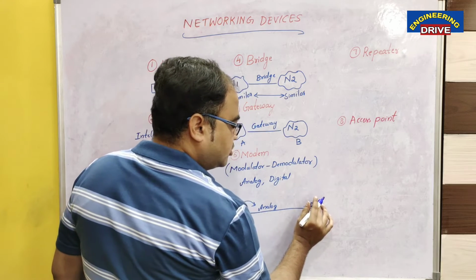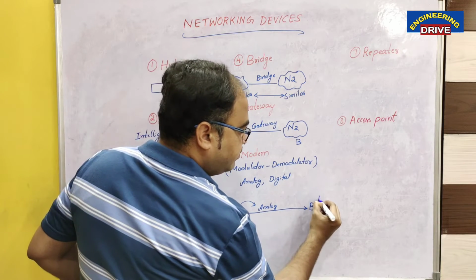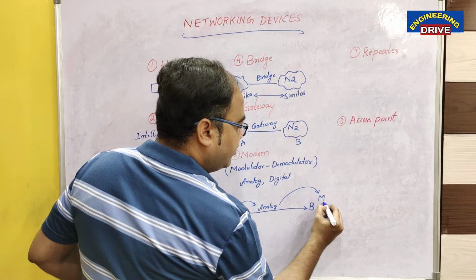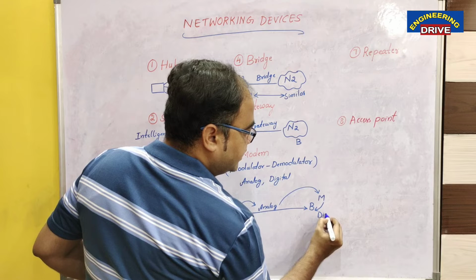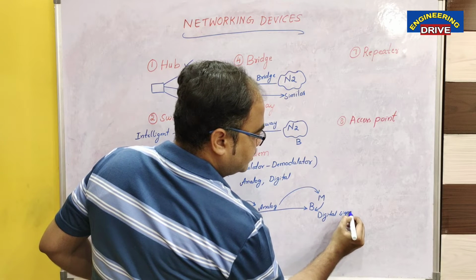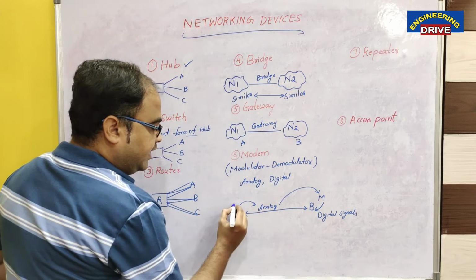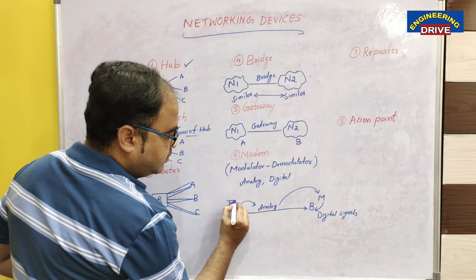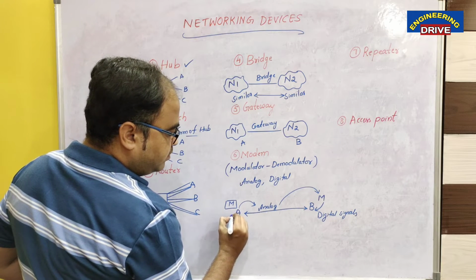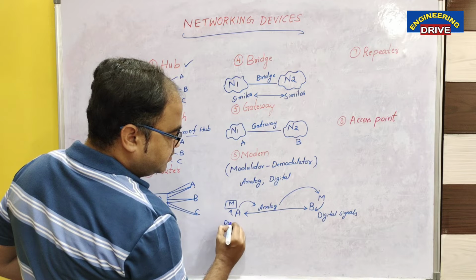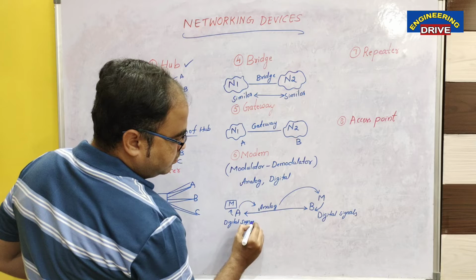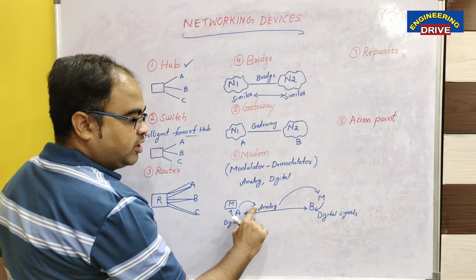At the receiver side also, there will be one modem. What this modem will do is take these analog signals and convert them into digital signals. So at A side also we are having one modem M. What will this modem do? It will take the data in digital form, and it will convert the data into analog form.